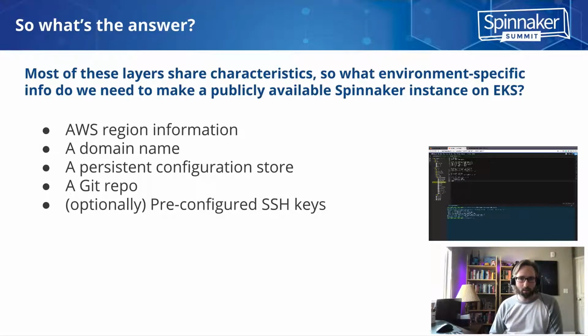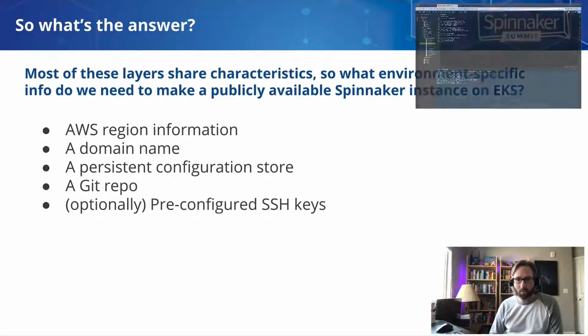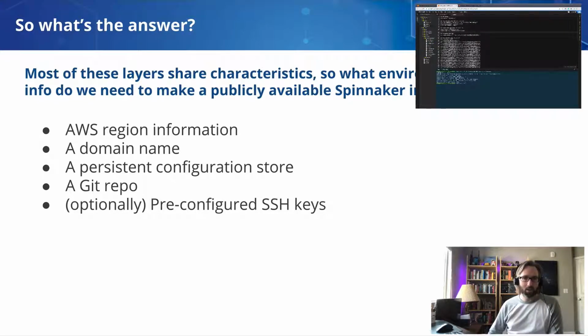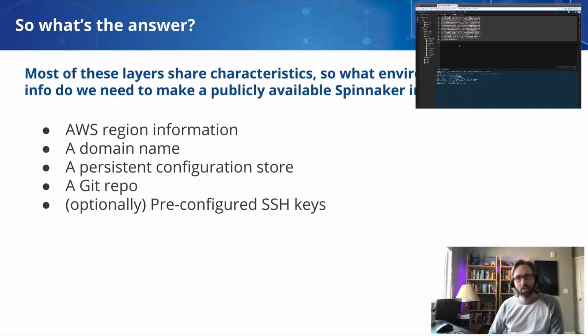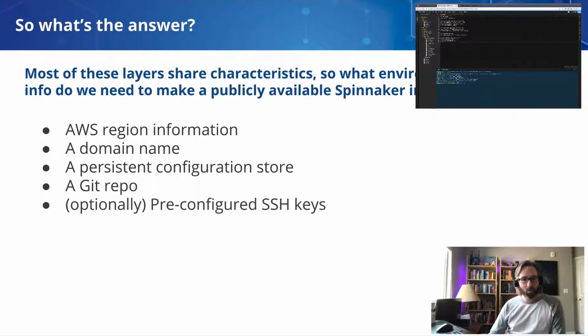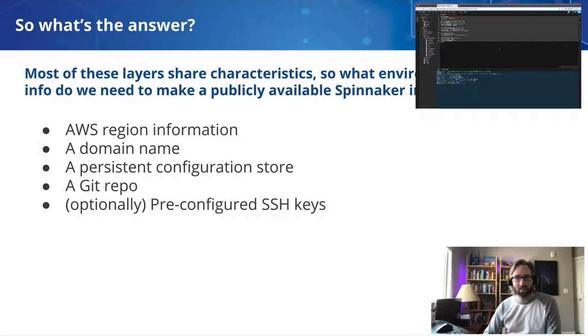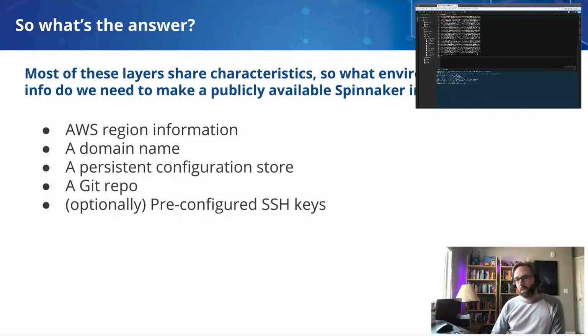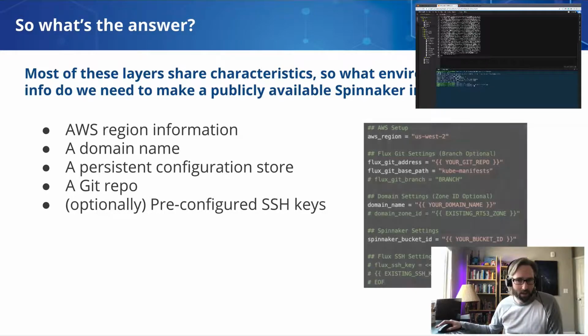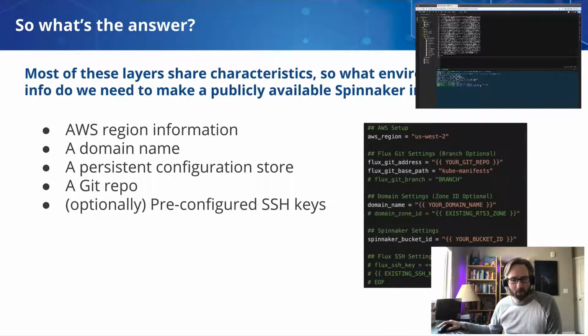We really just need to tell the environment what AWS region we're going to be running in. In order to make it externally accessible, we need a domain name that's specific to our environment. In order to store Spinnaker's configuration information, we need a persistent store like Amazon S3. In order to make things a little bit more convenient and portable, we're going to need a Git repository. And optionally, if you're going to be using this repeatably, it's useful to pre-configure your SSH keys in Git repository authentications. The practical reality is this is a relatively small configuration file that you're going to be able to see deployed in our environment right here.